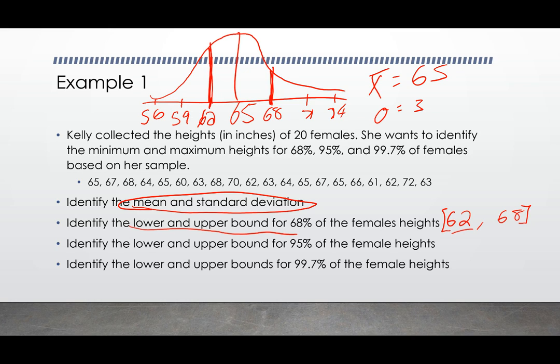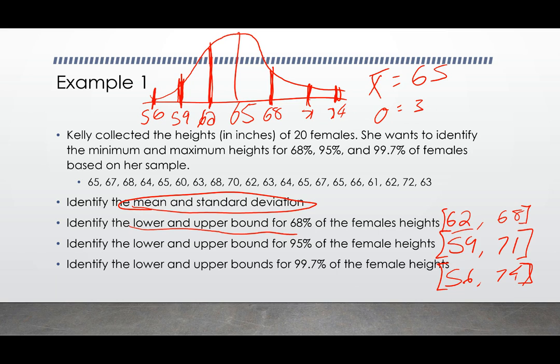So for the 95%, that's for the second standard deviation. So the second standard deviation was from 59 to 71. So 59 to 71. These are not ordered pairs that I'm writing, by the way. This is an interval saying from 59 to 71. And for the 99.7, that's the third standard deviation. So that's 56 to 74. So 56 to 74.